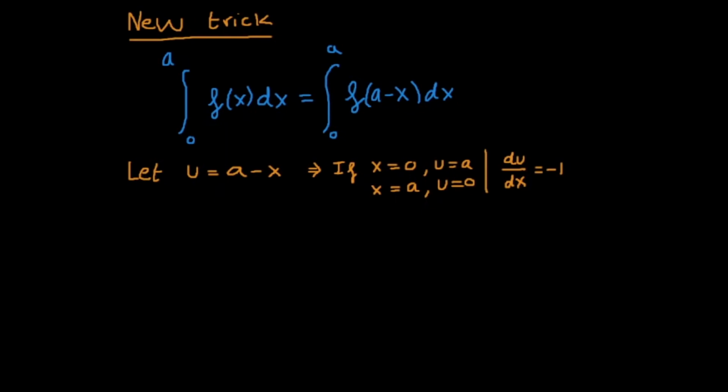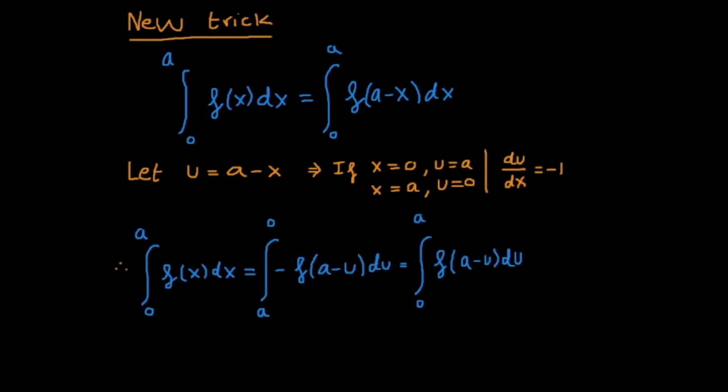If we let u equal a minus x, then if we solve for x and put it inside, we'll get a minus u as the argument of the function. Our bounds will have to change, so the x equals 0 bound becomes u equals a, and x equals a becomes u equals 0. And du by dx is equal to minus 1 by just differentiating. So this gives us all the ingredients we need to rewrite everything.